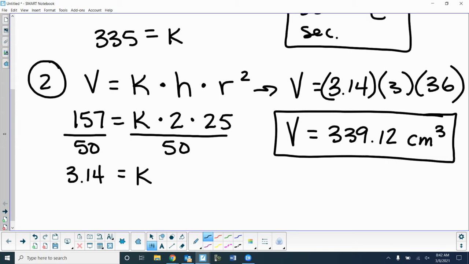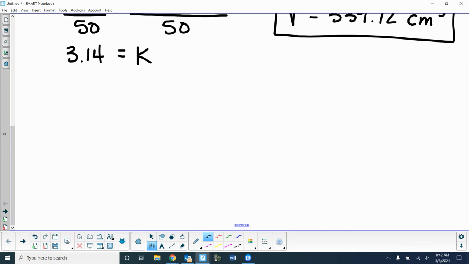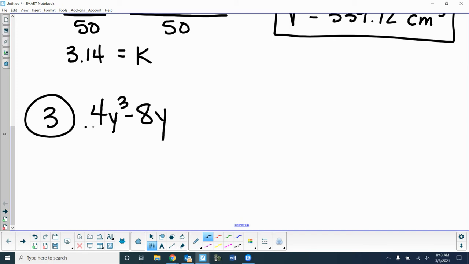All right, 3 and 4 are rational expressions that we have to simplify. Okay, and we have to write the restrictions. So there's two parts: simplify it, and then write what the variable is not allowed to be. So what we're supposed to do is factor everything we can to start. Okay, so I have 4y cubed minus 8y over y squared minus 2y.